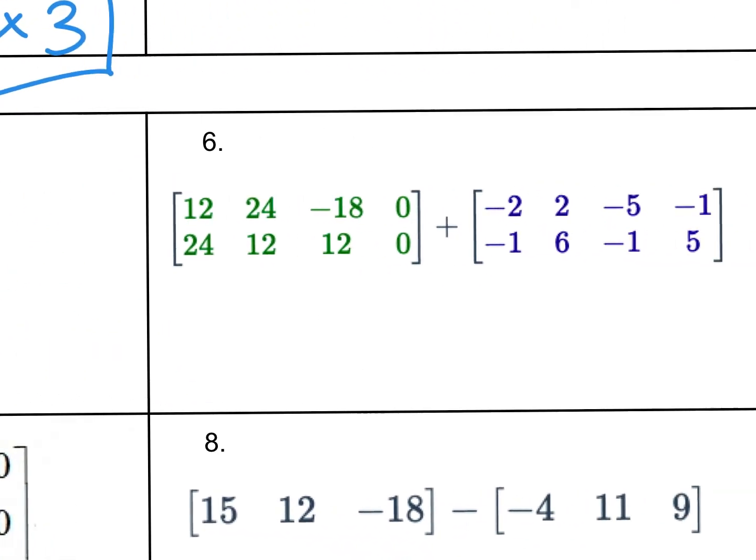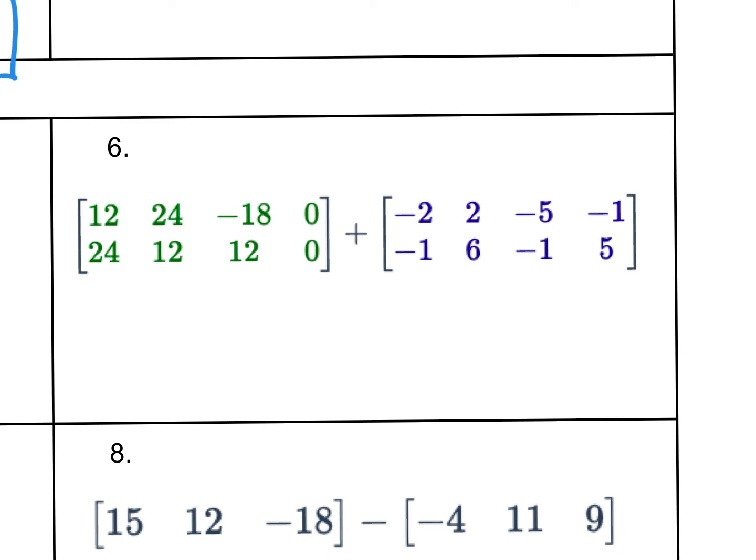Okay. Next one, number 6, what operation are we doing? Addition. And when we are adding two matrices, what's the one thing that has to be the same? 2 things, actually. They have to have the same amount of rows and columns. Okay, do both of these matrices have the same amount of rows, same amount of columns? So my answer is also going to have the same amount of rows, same amount of columns, right? A 2 by 4. And if I'm adding, I just add the individual elements, right?